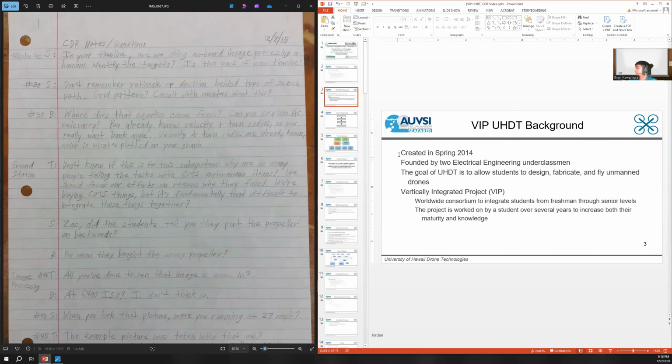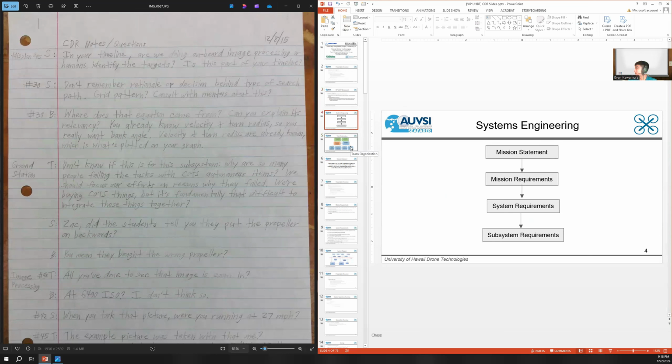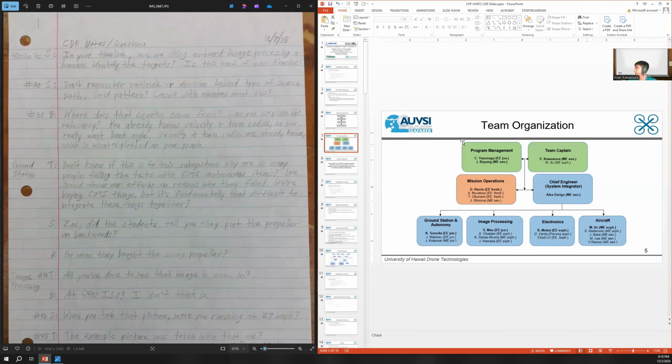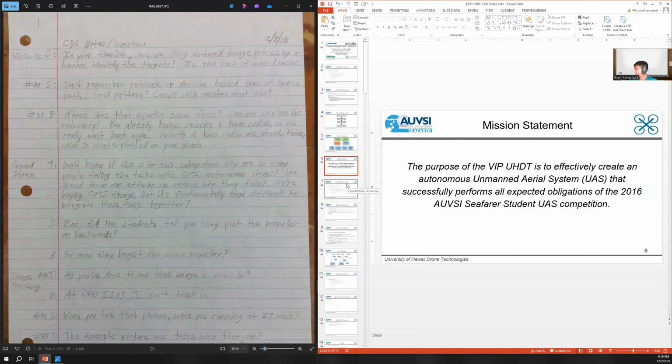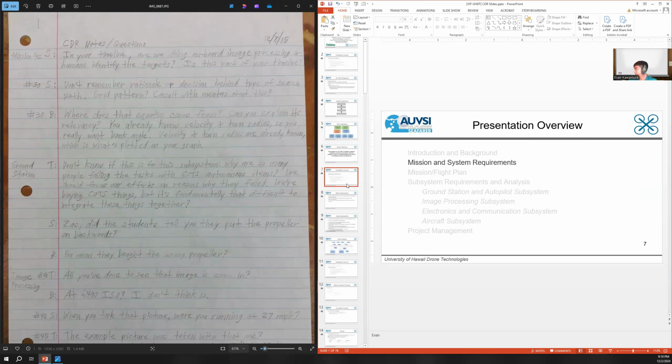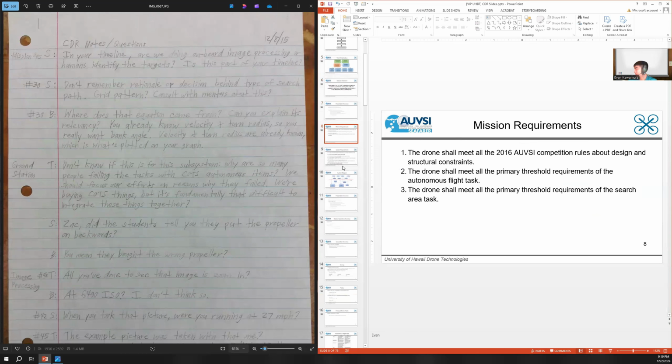Okay, so for background, we just said when we were created, how we started as an organization, what our goal is, and that we're a part of this vertically integrated project consortium. And then after that, we get into system engineering. We give a flow chart of our team organization. We get into our mission statement. And then we describe our mission and system requirements.